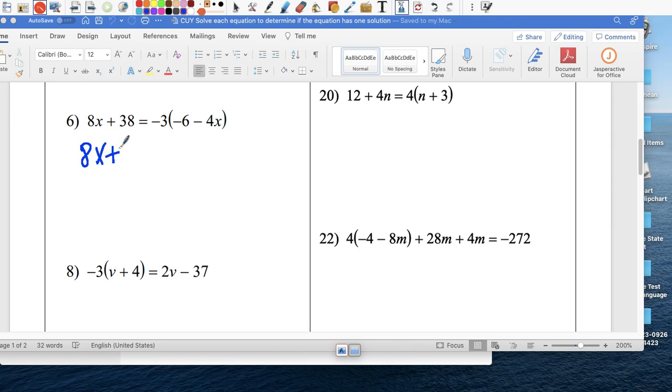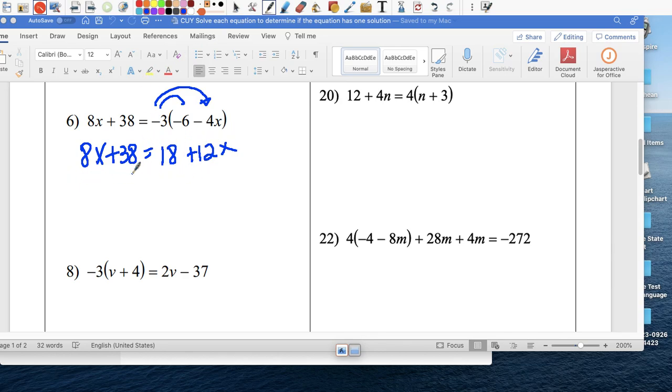8x plus 38. This is going to give me 18. Oh, sorry, just 18. And this is going to be negative 3 times negative 4x, which is positive 12x. This looks like a very regular equation. Let's continue this. There is no distributive property I have to take care of.